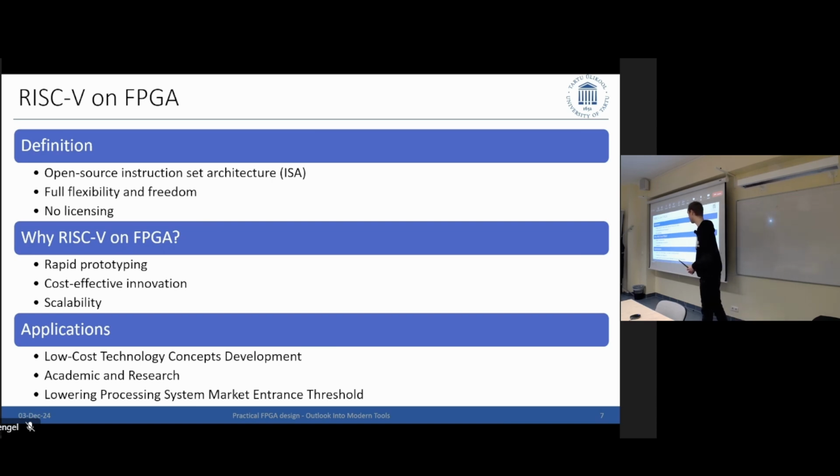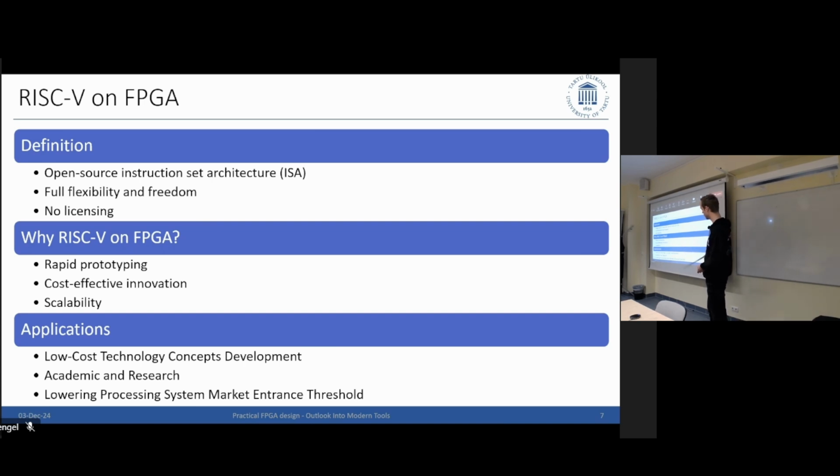Applications here are very much low-cost technology concept developments, so I can just use whatever I want. Academic and research, just to explore different approaches. RISC-V is also a very flexible architecture, so it allows you to very easily integrate different accelerator technologies or different dedicated logic circuits. So you can integrate neuromorphic or whatever you want fairly easily. And of course, this is very nice for technology concepts and academic research.